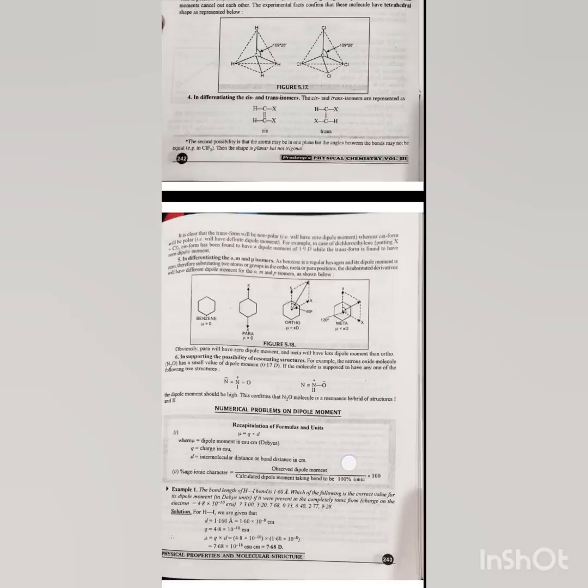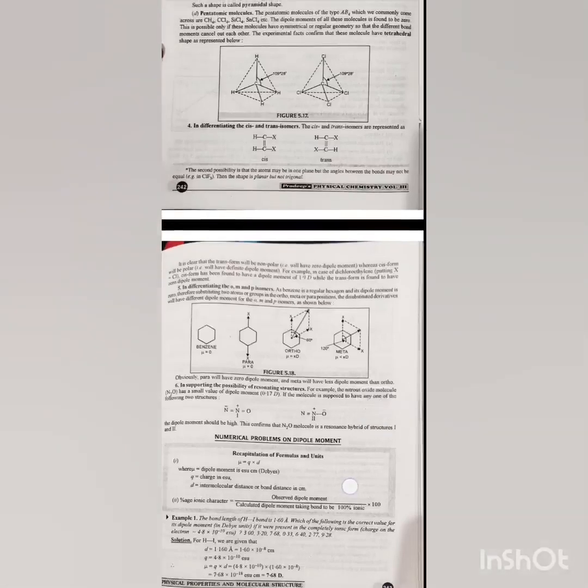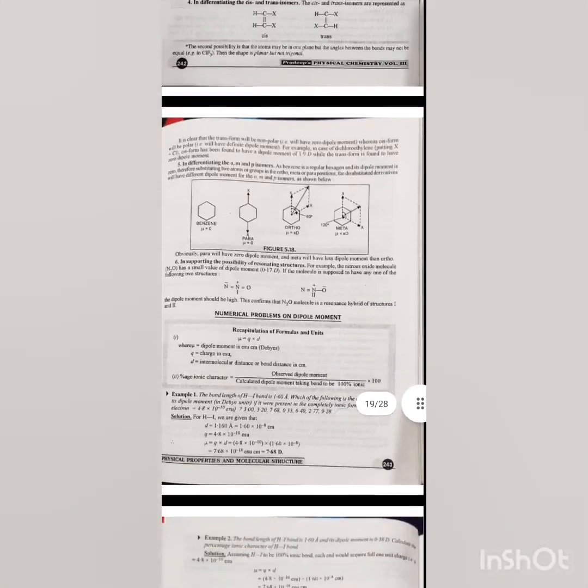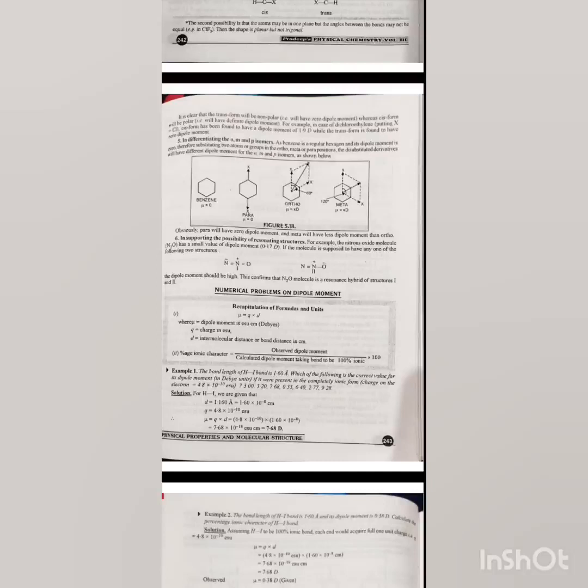Fifth, in differentiating O, M, and P isomers. As benzene is a regular hexagon and its dipole moment is zero, therefore substituting two atoms or groups in the ortho, meta, and para positions, the di-substituted derivatives will have different dipole moments for the ortho, meta, and para isomers as shown below in figure 5.18. Obviously, para will have zero dipole moment and meta will have less dipole moment than ortho.